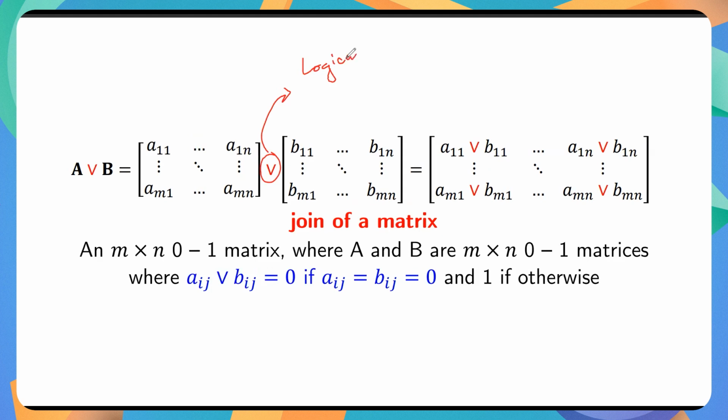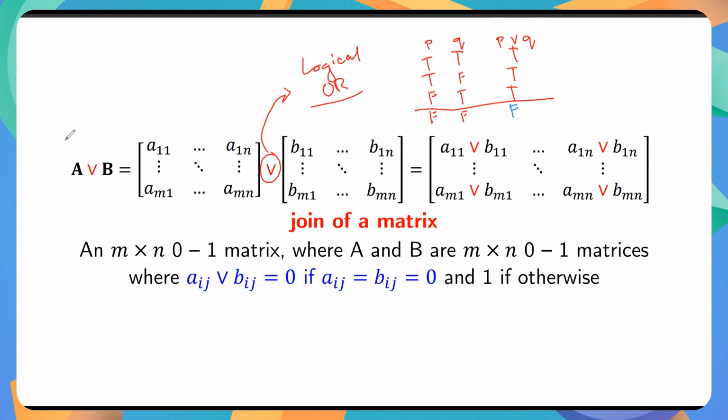So in a logical OR operator, given two propositional variables, if you apply the OR operator to them, you get false if both of them are false, and the rest would be true if there is at least one of them which is true. So that is how a join of a matrix works.